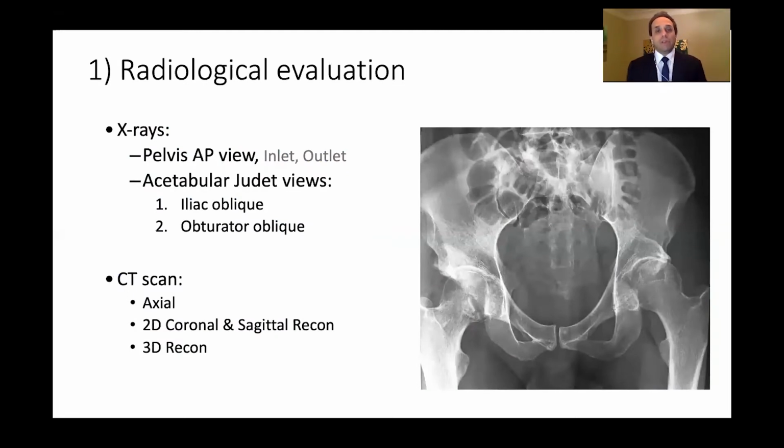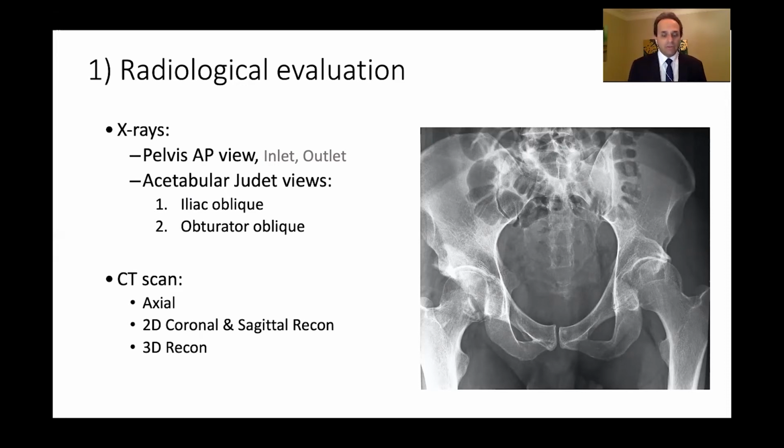So when talking about the radiological evaluation, we start with an X-ray, pelvis AP view. Sometimes we do inlet and outlet for completion and for diagnosing associated pelvic fractures. We need acetabular Judet views, which are the iliac oblique and the obturator oblique views, which will show us the columns and the walls. And I will explain this later on.